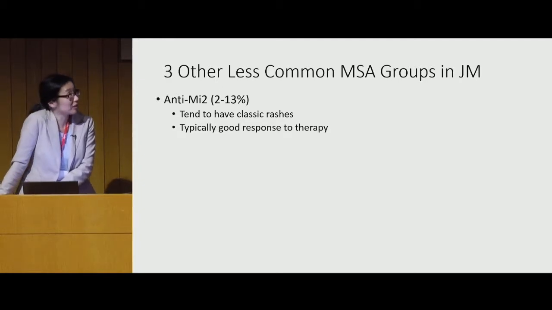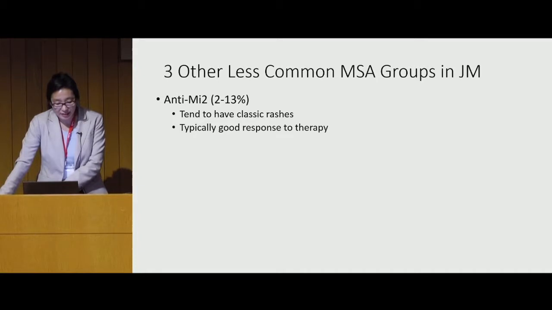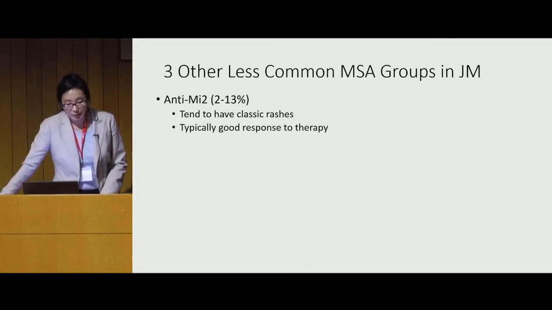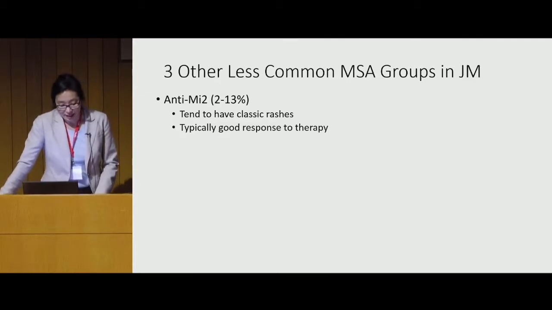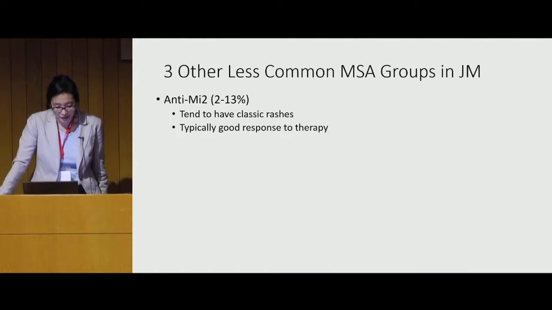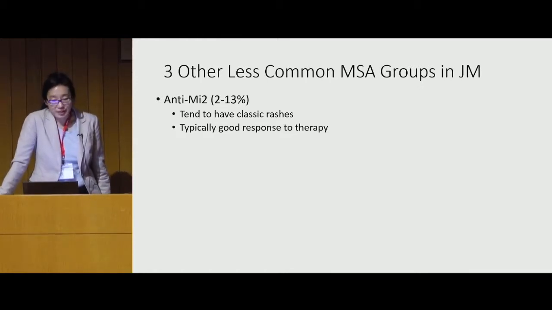And then I was going to briefly mention some of the other less common MSA groups in juvenile myositis. Anti-Mi2 or Me2 is in 2 to 13% of juvenile myositis. They tend to have classic rashes, or kind of have a more classic presentation of juvenile dermatomyositis, and actually tend to have a good response to therapy.